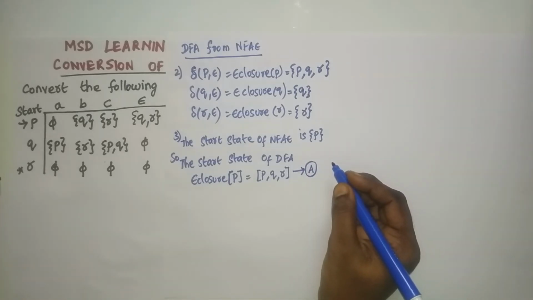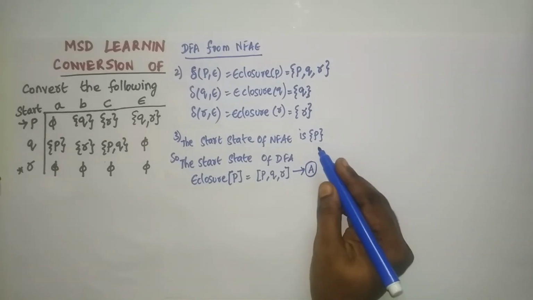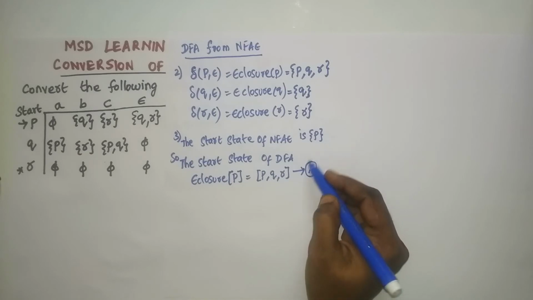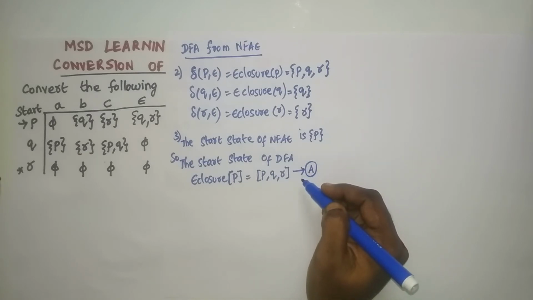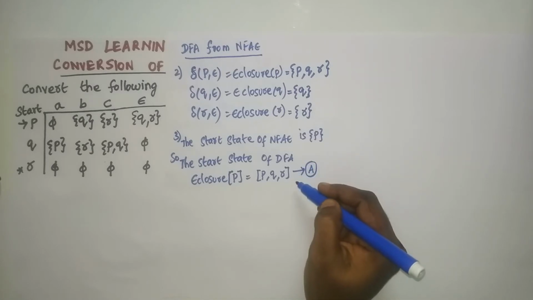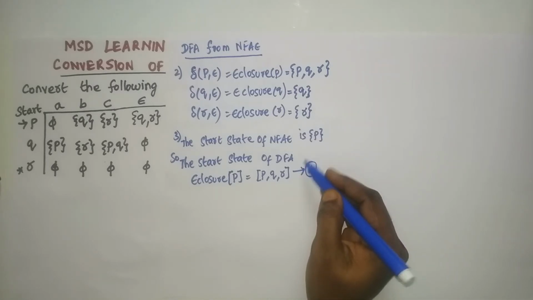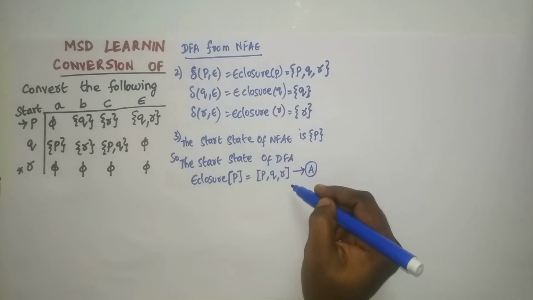So when we are converting NFA to DFA directly, the starting state of the given NFA will be the starting state of the DFA. But in this case, converting from NFA epsilon to DFA, the epsilon closure of the starting state of the NFA epsilon will be the starting state of the DFA machine. So here the starting state will be P, Q and R.